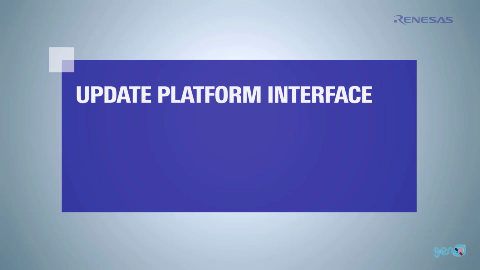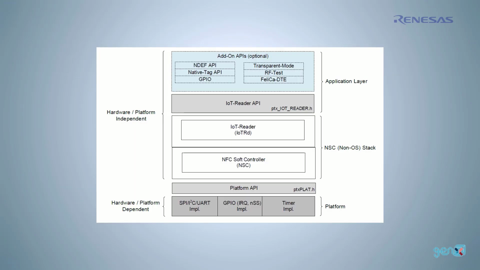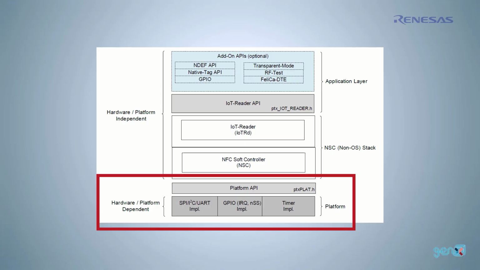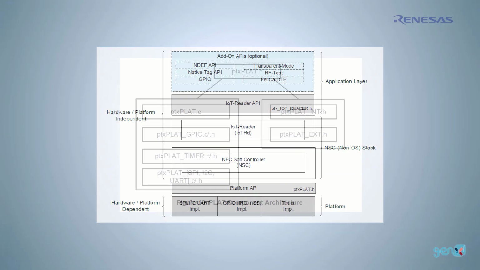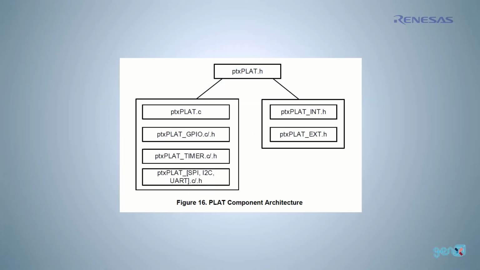We have already talked about how the application layer does not depend on any one platform. That's why we have a platform layer. It steps in as the middleman, connecting the hardware to the application so everything works smoothly across different systems. The platform-specific files are managed through the PTX-plat file. This file, in turn, relies on 2 others, int and ext.